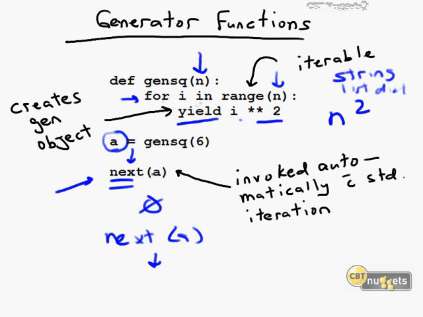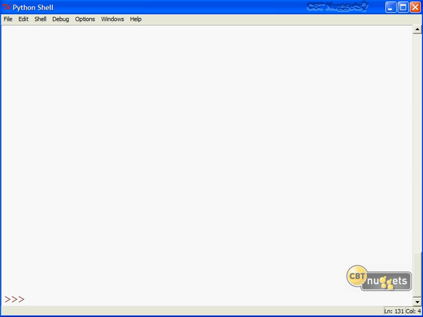Now let's get into the interpreter and I'll show you how this works in Technicolor. Alrighty then, here we are in IDLE, and I'm going to start off pretty much duplicating what you saw on the whiteboard. We're going to define a function called gensq that takes one argument, n, and we're going to run our iteration for i in range n. Here comes the generator keyword, yield, and in this case, i to the second power.